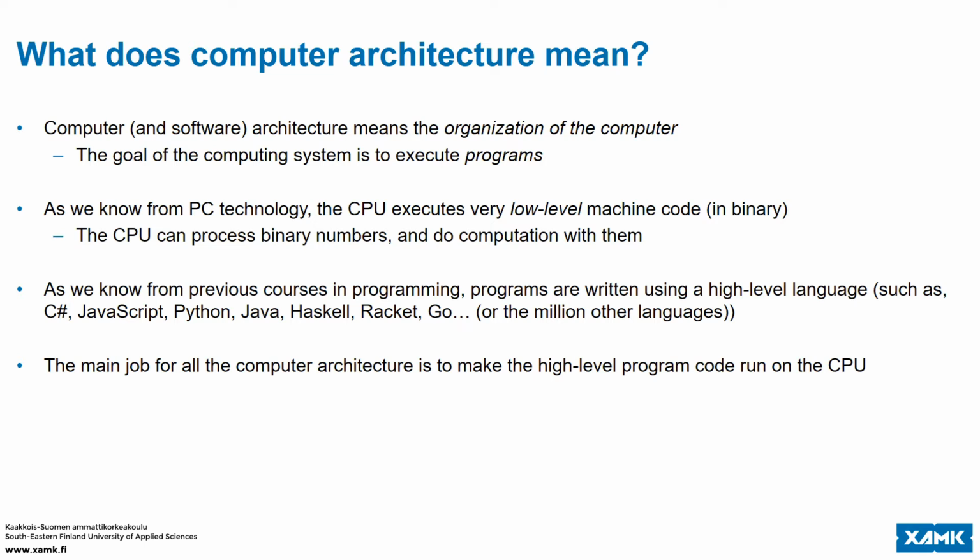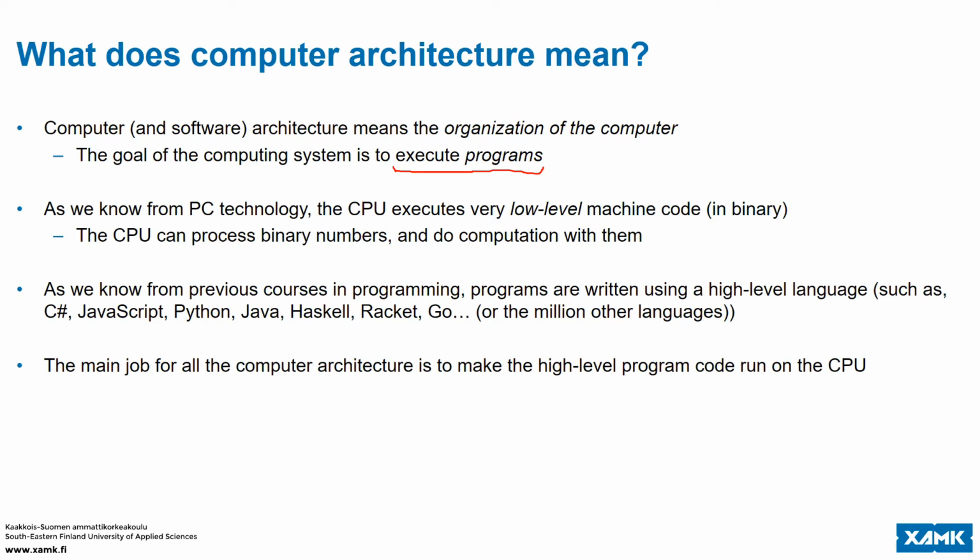Now, in order to understand how the computer system works, we have to think of what it is that a computer actually does. What is its main function? So to see this, we should look at the computer architecture as a whole. What computer architecture means is the organization of the computer, and the goal of this whole computing system is simply to execute some programs. That's all the computer system is there to do.